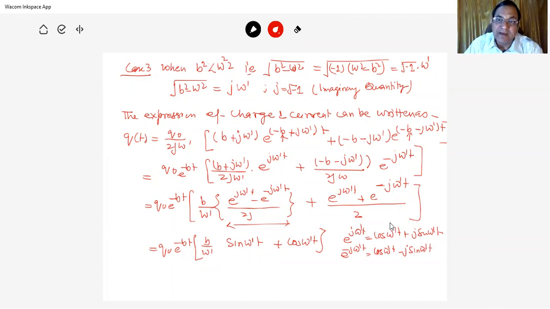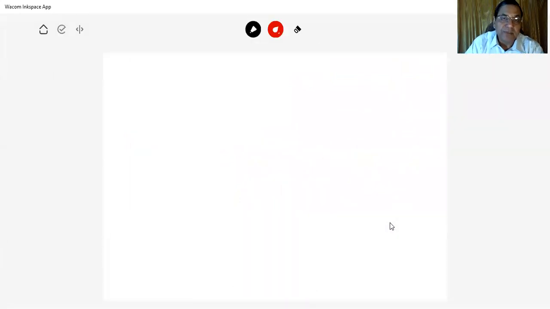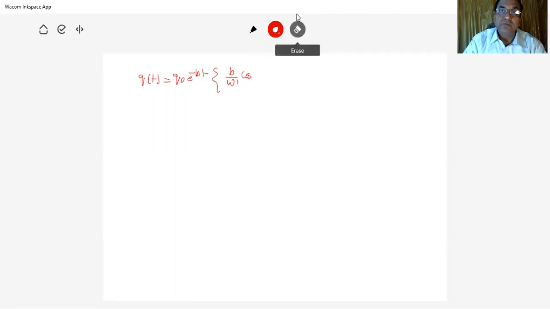So simplifying and substituting, we get this QT. And this expression we can write in trigonometric form, that is Q of T is equal to Q0 e raised to the power minus BT, and this is B upon omega dash sin omega dash T plus cos omega dash T.